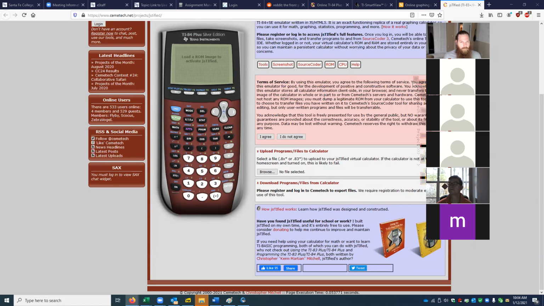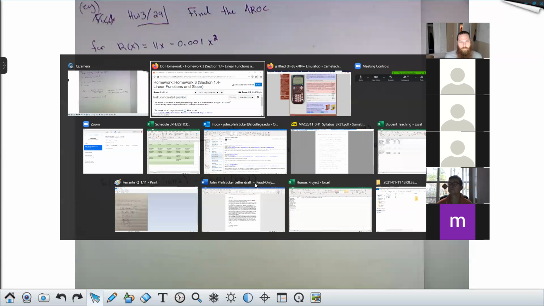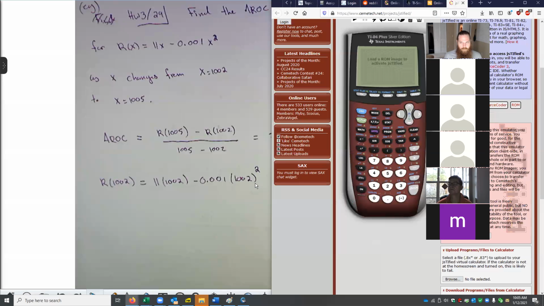So we want R of 1002. That means we need 11 times 1002 minus 0.001 times 1002 squared. I'm going to enter this exactly as it appears here into my calculator. The parentheses are all important. So please, when you do these problems, anytime you're plugging a number into a function, like we did here, do so in parentheses. Anytime you're plugging an expression into a function, do so in parentheses. These parentheses are all important. So let me see if I can tuck this. Yeah, okay.